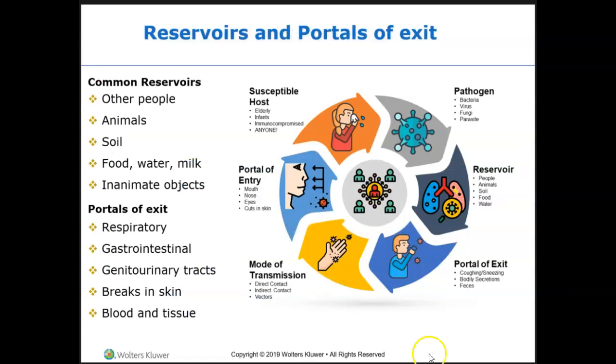So again, here lists all of the things we just talked about, right? The pathogen, reservoir, portal of exit, mode of transmission, portal of entry, and then your susceptible host. Common reservoirs are other people, animals, soil, food, water, milk, and then inanimate objects, which we also call fomites. Portals of exit: how does it get out of your body? Well, through the respiratory tract, the GI tract, the GU tract, breaks in your skin, and of course through blood and tissues.